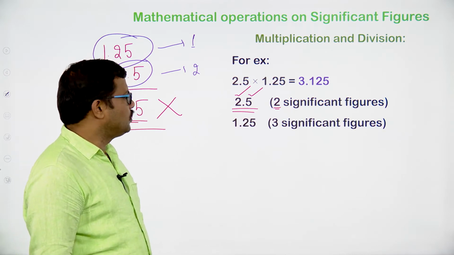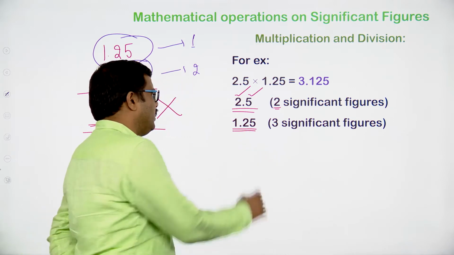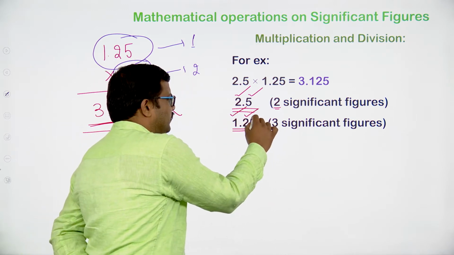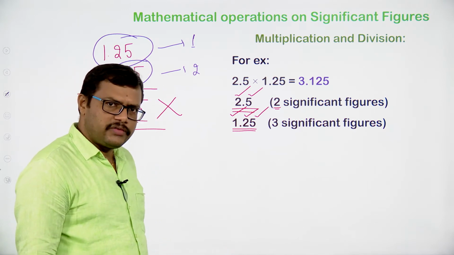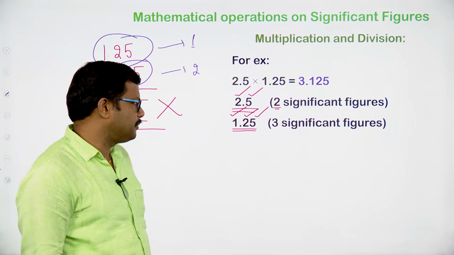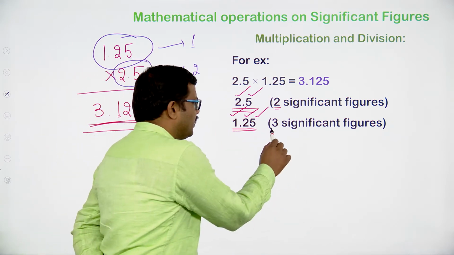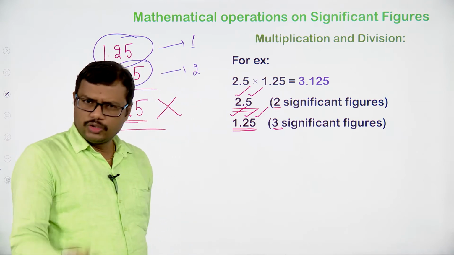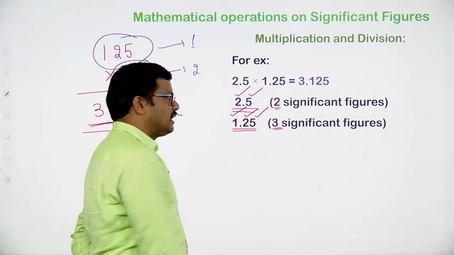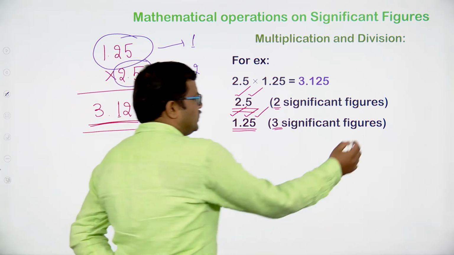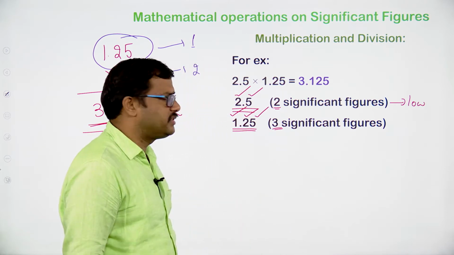Let us look at the second number, 1.25. 1 is significant, 2 is significant, 5 is significant. All non-zero digits are significant, as we learned last week. So 1.25 has three significant figures. In the first number we have two significant figures. Which is low? The first number has the lowest number of significant figures.